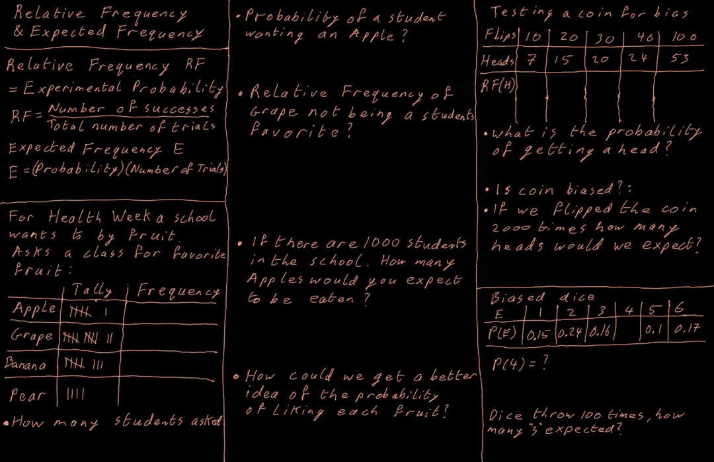Now, this is the tally that we got from running our survey of our students. And we can translate this now that we've completed our survey into our frequency, how many students liked each type of fruit. So we have 5 and 1 is 6 students had a favorite fruit of apples. 5 and 5 is 10 and 2 is 12 students liked grapes best. 5 and 3 is 8 students liked bananas. And 4 students liked pears the best.